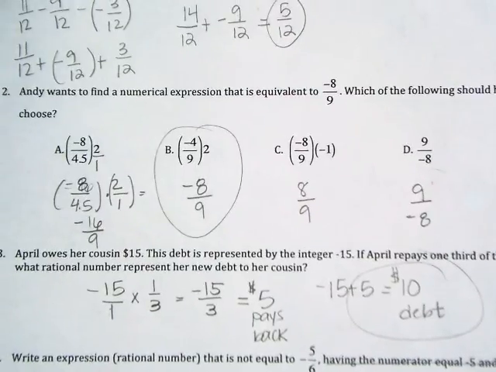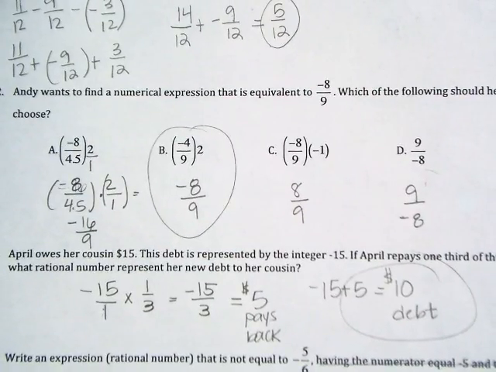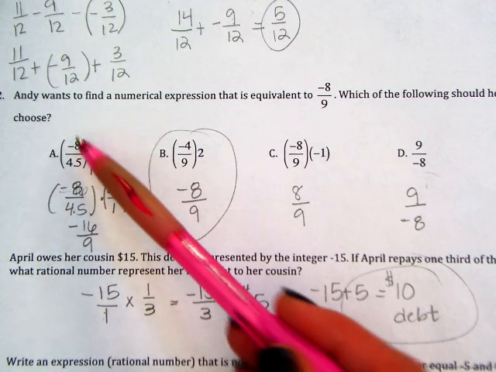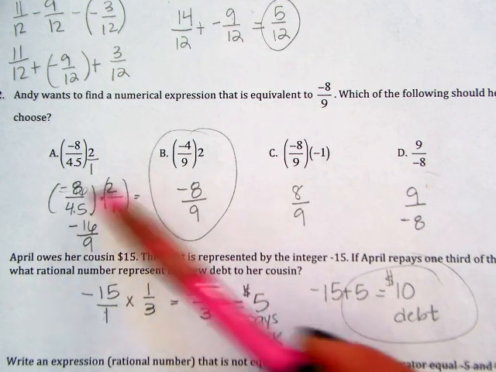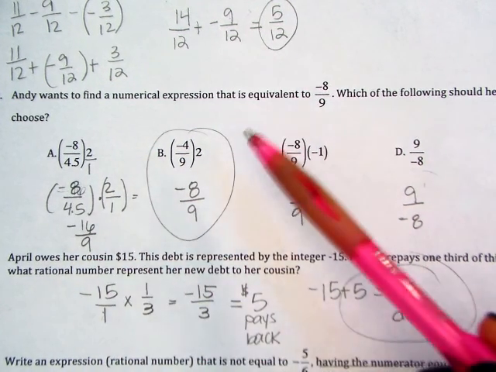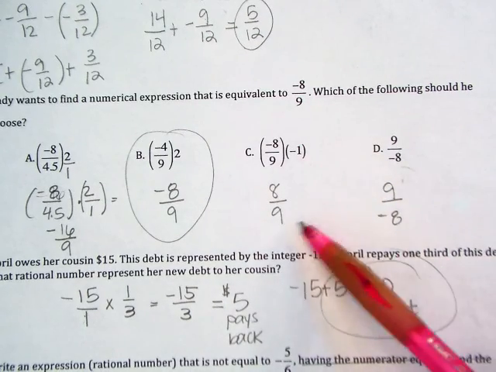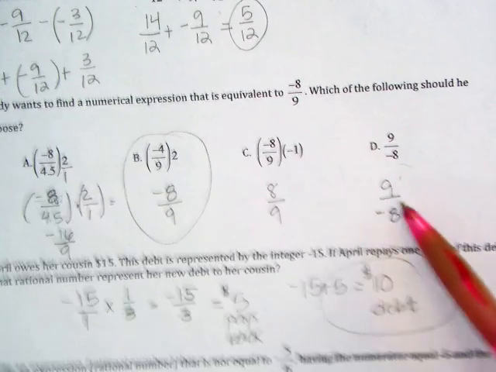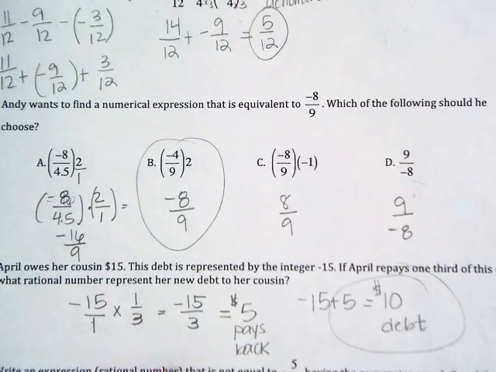For this next one, they want to find a numerical expression that's equivalent to negative 8/9. So you simply take negative 8 over 4/5, and you have to multiply it by 2 over 1. So you multiply straight across. Same thing on this one, multiply straight across, and then this one was by itself. So the one equivalent to negative 8 over 9 would be B.